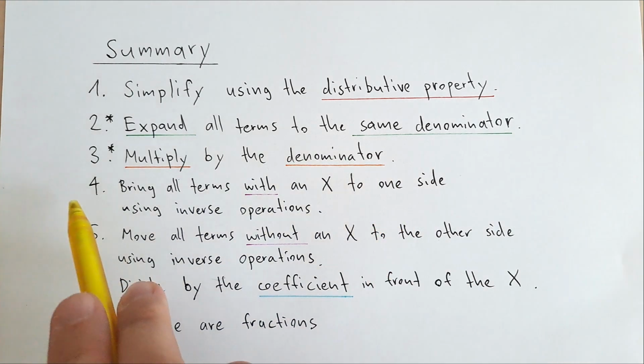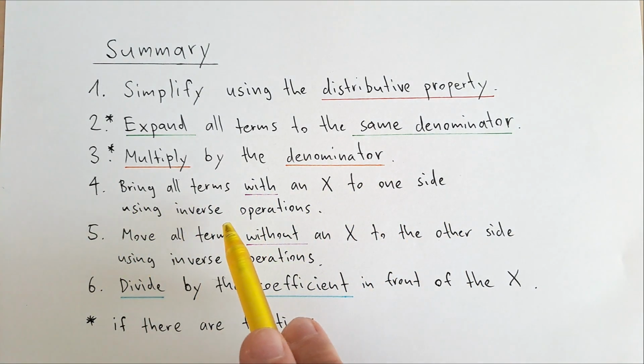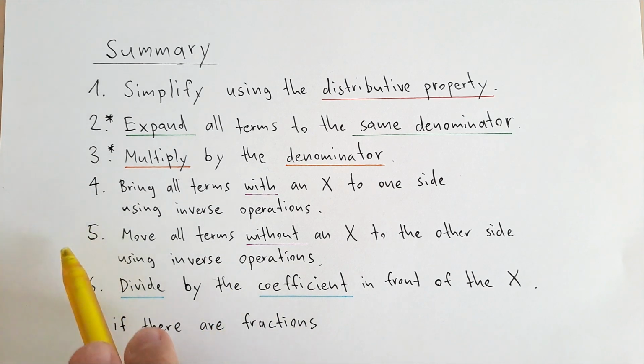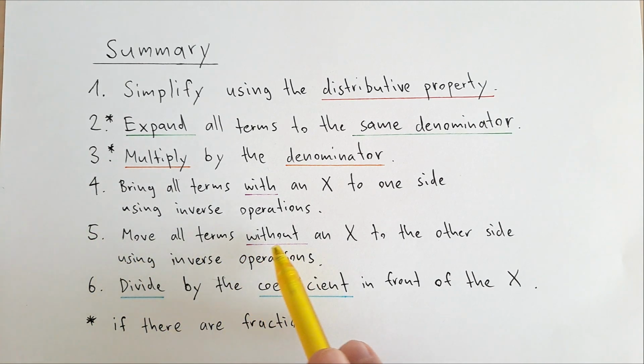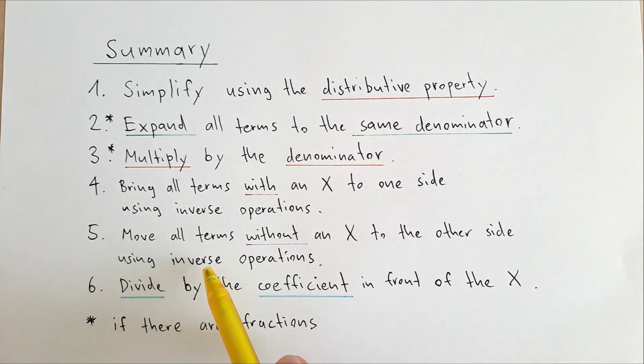Step 4, you bring all terms with an x to one side by using inverse operations. Next, you move all terms without an x to the other side, again by using inverse operations. And lastly, you divide by the coefficient in front of your x. This procedure works for any linear equation.